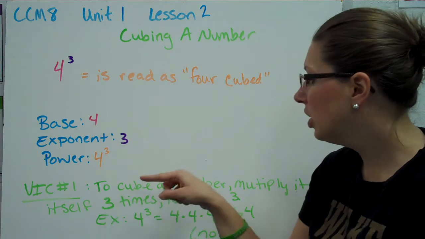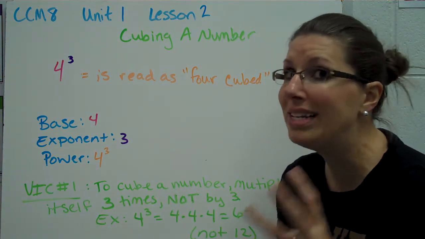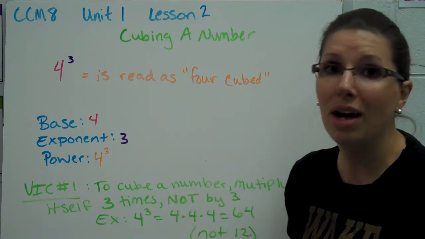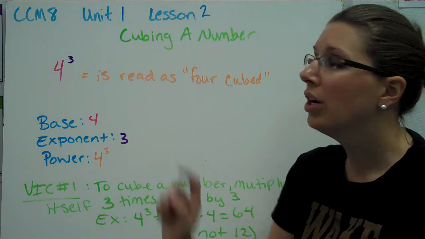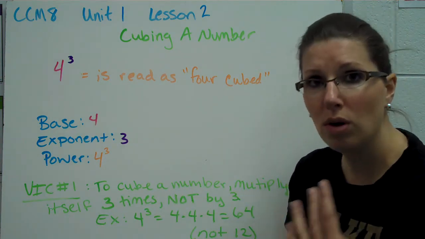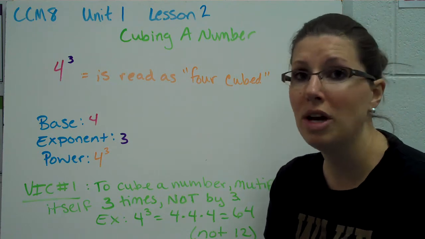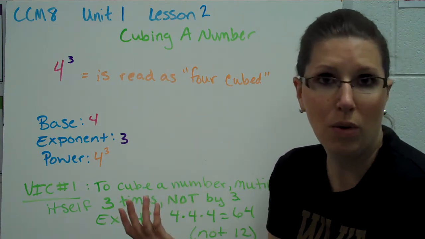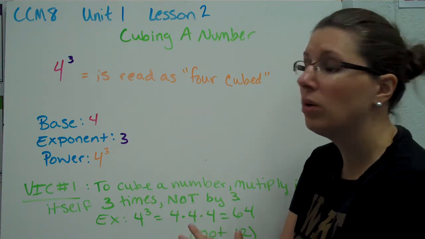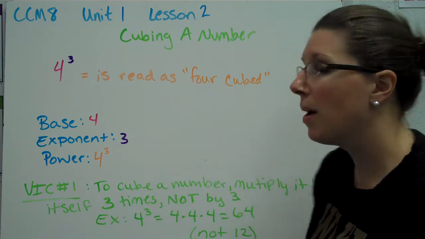Big idea number 1: to cube a number, multiply it by itself 3 times. Do not multiply it by 3. For example, we have 4 cubed, that means 4 times 4 times 4, which is 64, not 4 times 3, which is 12. There's a big difference between 12 and 64. So when you cube something, multiply the number by itself 3 times.